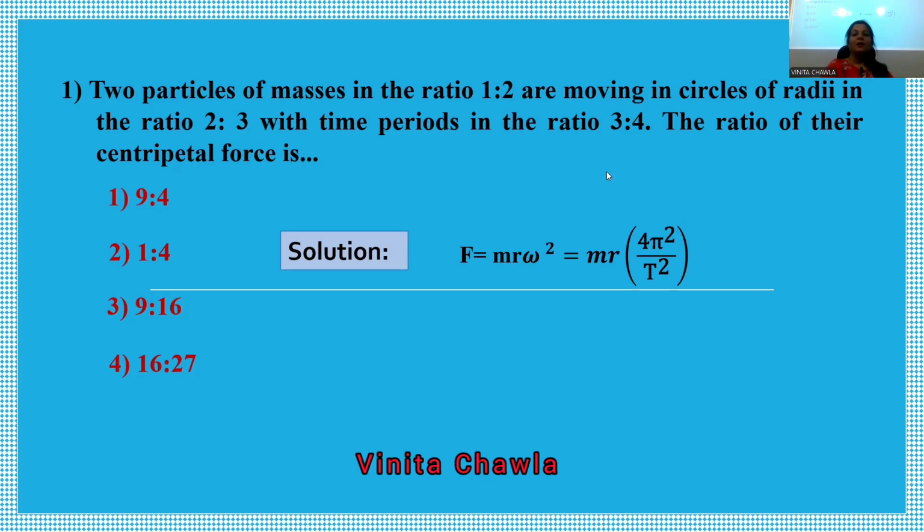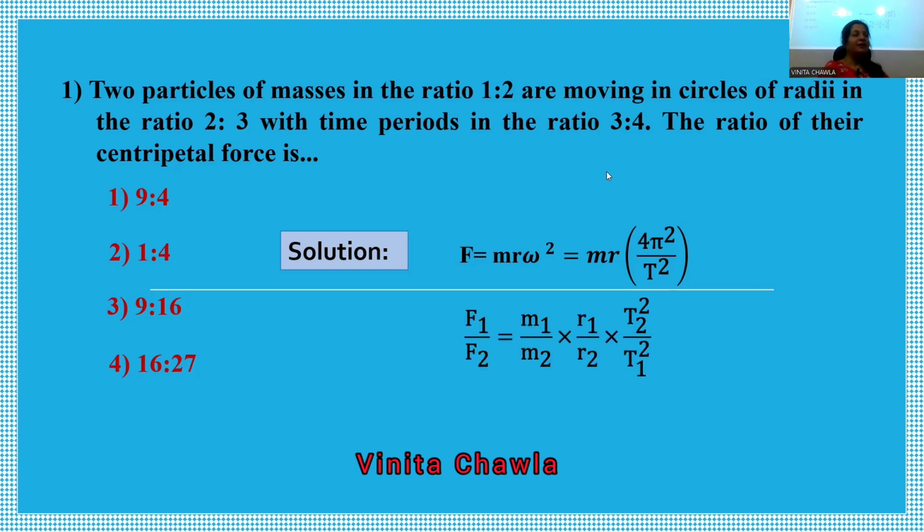ठीक है, and omega is 2 pi by T. Omega square is 2 pi by T whole square. So it's 4 pi square by T square. So you can see this centripetal force depends on mass, it depends on radius, it depends on time period as well. So it is directly related to mass and radius, while it is inversely related to square of time period. Okay, so F1 by F2 we can find out. F1 by F2 is this.